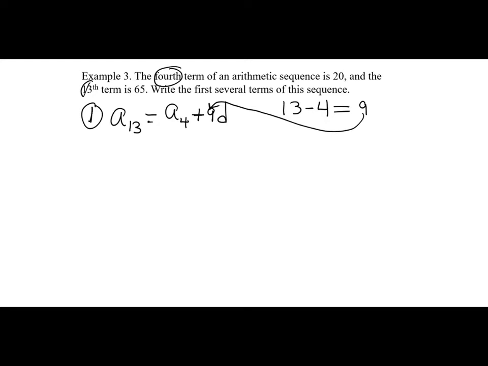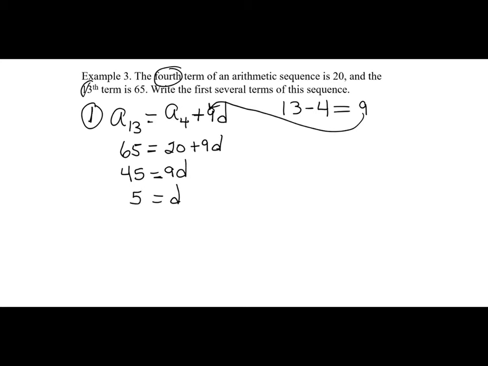So I know that a sub 13 is 65, and I also know that a sub 4 is 20. And I'm going to add that with 9d, and I'm going to get d by itself to find the common difference. So I subtract 20, and I get 45, and that's equal to 9d, and then when I divide both sides by 9, I get d is equal to 5.